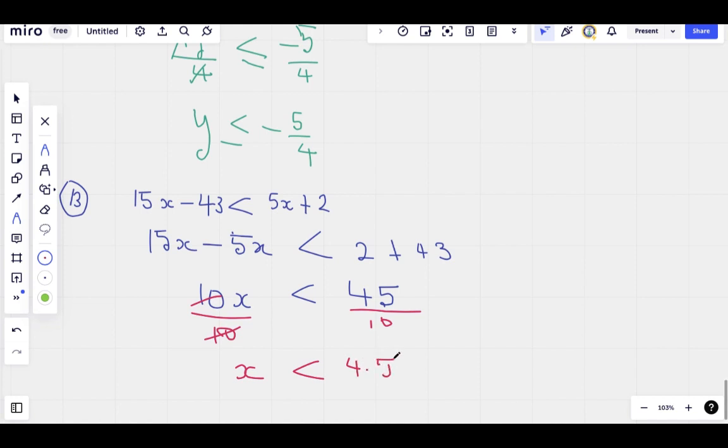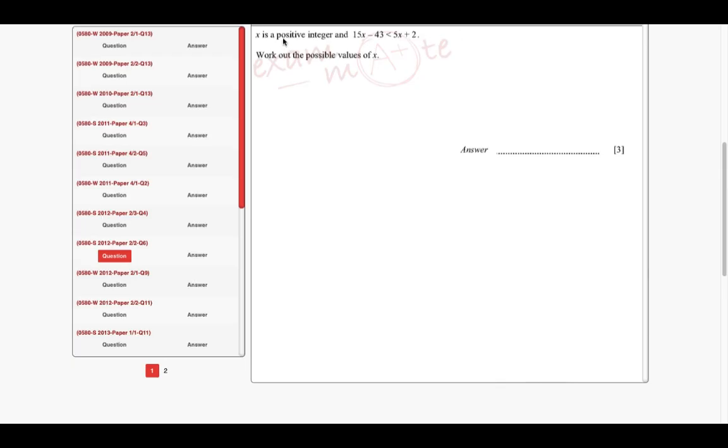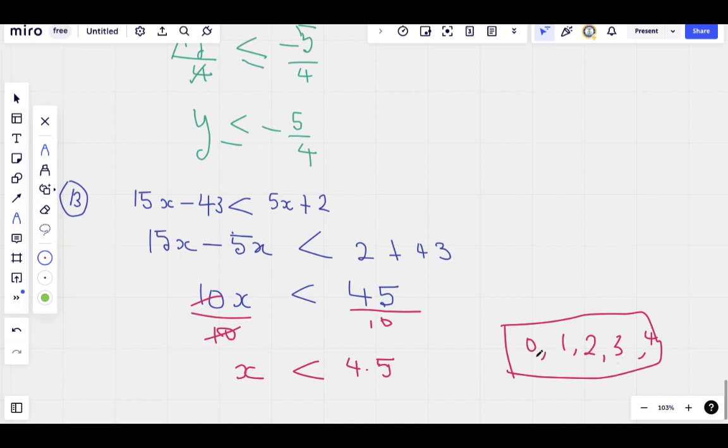If they say we should list the positive integers, then the integers will be 0, 1, but 0 usually we don't include. So 1, 2, 3, and 4, because x is less than 4.5. 4.5 is not an integer, it's not a whole number. Let's see if they want the positive integer. Yes, x is a positive integer, and we are to work out the positive values of x. So these are the possible values of x that we've itemized: 1, 2, 3, 4. So that's that for that.